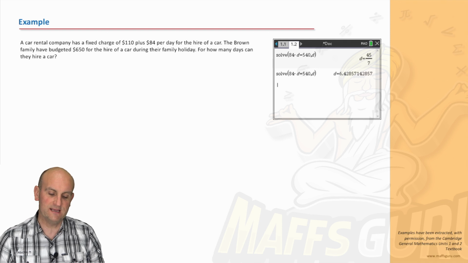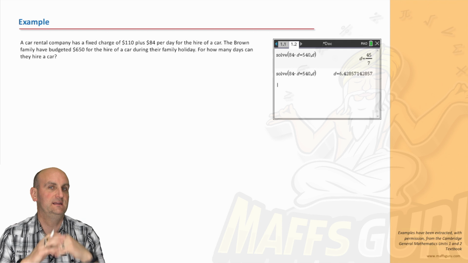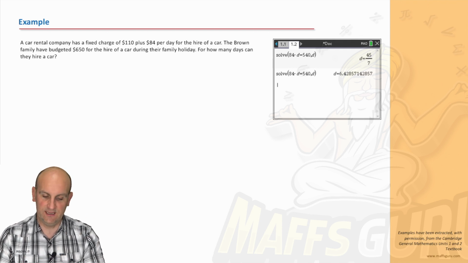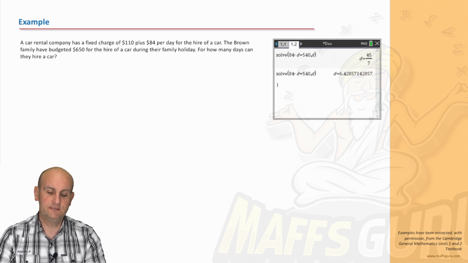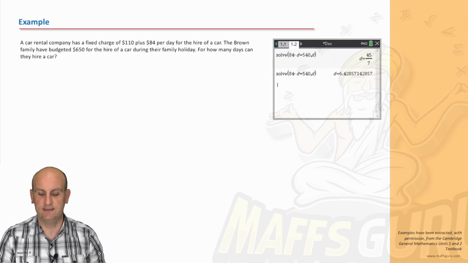Another one! A car rental company has a fixed charge of $110. Now, a fixed charge basically doesn't matter. You're paying that regardless of whether you use it or not. It's like a taxi when you get in it. Plus, interesting maths word, $84 per day for the hire of the car. The Brown family have budgeted $650 for the hire of a car during the family holiday. How many days can they hire the car?